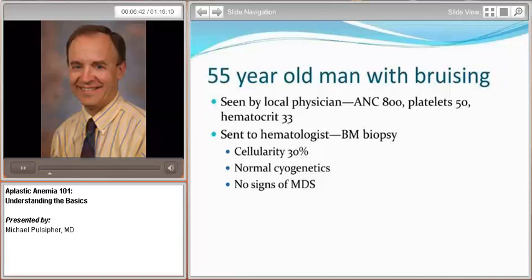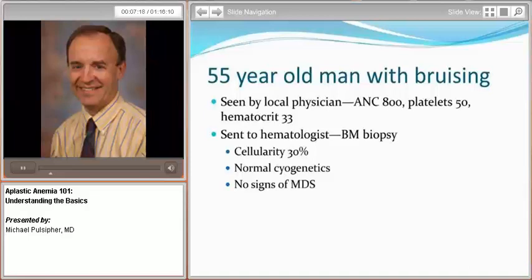Now, let me give you a specific case, a situation of an individual. Suppose we have a 55-year-old man who has excessive bruising. He's worried about this, and he sees his local physician. More than your usual bruising, every time he bumps into something, he gets a large bruise, and he's quite worried about it. His initial blood counts show that his platelets are low, and that's been contributing to his bruising. That platelet count is about 50,000.